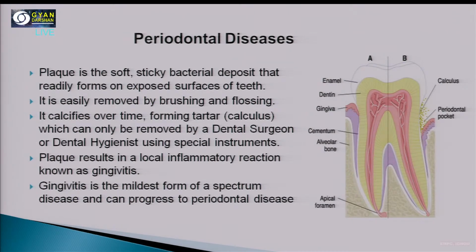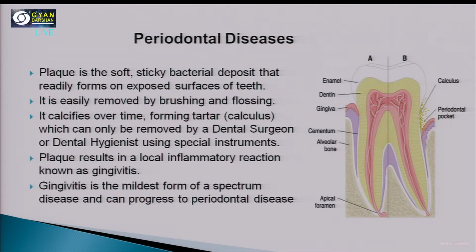So all periodontal diseases also start from plaque. And what is it? It's a soft, sticky bacterial deposit which forms on the exposed surfaces of the teeth. How can we remove it? By brushing and flossing. What happens to it is, when does it become hard? Because it calcifies over time.